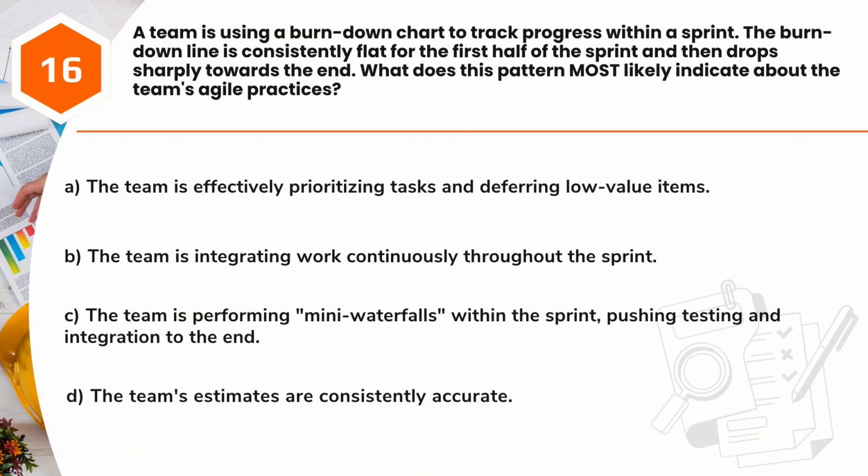Question 16. A team is using a burn-down chart to track progress within a sprint. The burn-down line is consistently flat for the first half of the sprint and then drops sharply towards the end. What does this pattern most likely indicate about the team's Agile practices? A. The team is effectively prioritizing tasks and deferring low-value items. B. The team is integrating work continuously throughout the sprint. C. The team is performing mini waterfalls within the sprint, pushing testing and integration to the end. D. The team's estimates are consistently accurate.